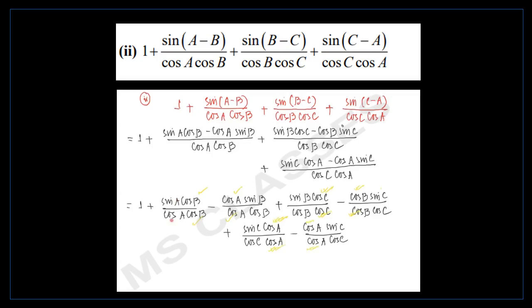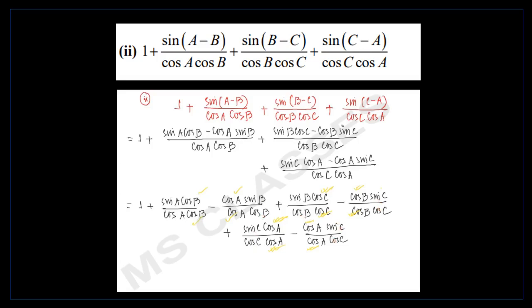Sin A by cos A, that will be tan A. Sin B by cos B, that will be tan B. This is also tan B. This is tan C, this is tan C, and this is tan C. So tan A, tan B, tan B, tan C here. Here what we get? Tan C. Here also we get tan C.